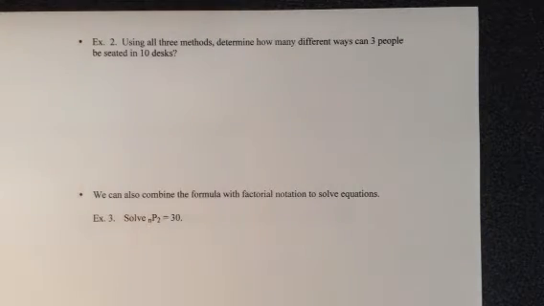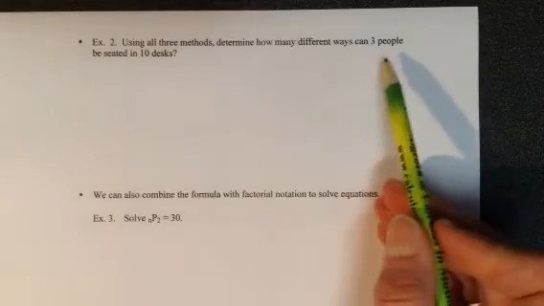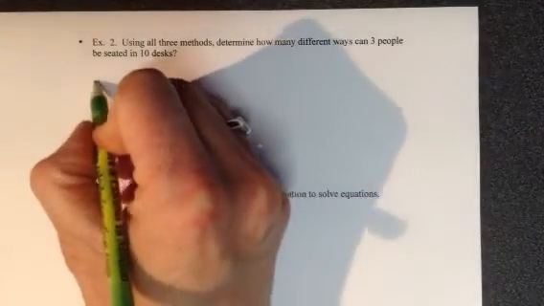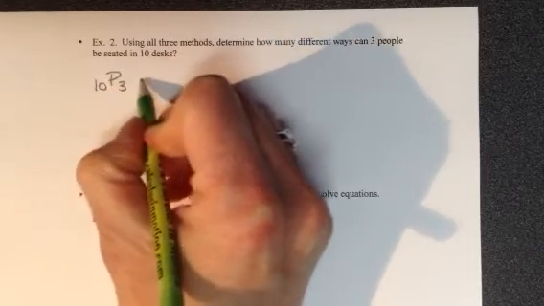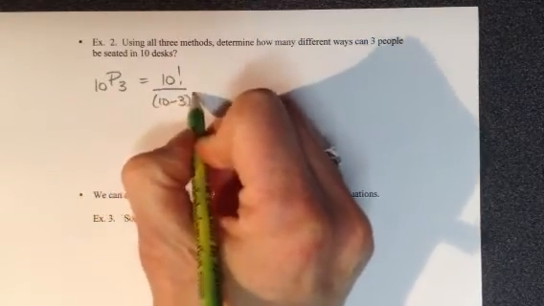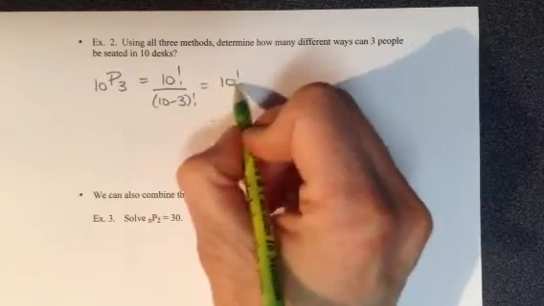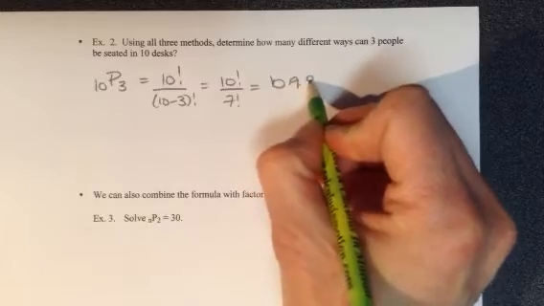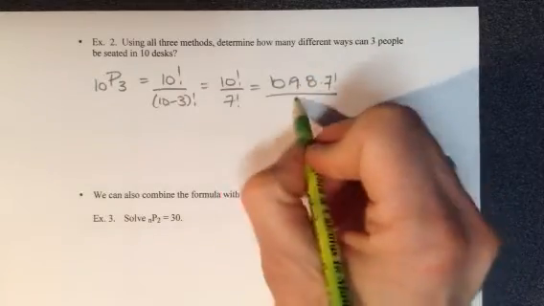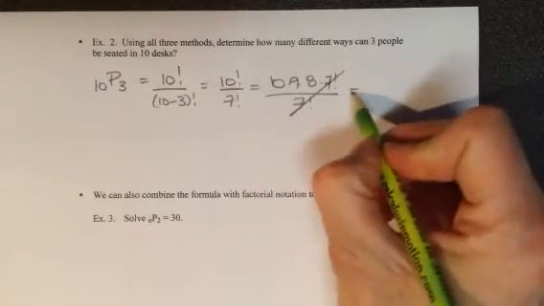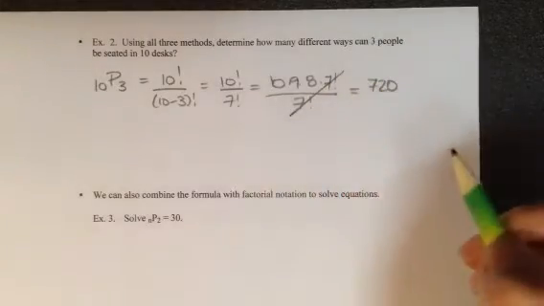We're going to use all 3 methods to determine how many different ways 3 people can be seated in 10 desks. So the first way would be to use the formula 10p3, which is 10 factorial over 10 minus 3 factorial, which gives me 10 factorial over 7 factorial, which is 10 times 9 times 8 times 7 factorial, all over 7 factorial. So these are going to reduce, and you're left with 720.